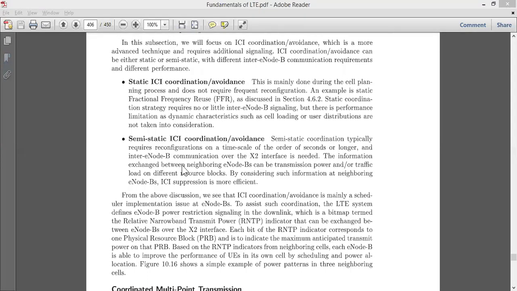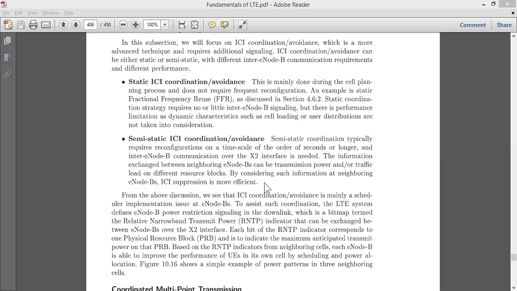or sometimes it can be longer, or it can be inter-eNode communication over the X2 interface. The information exchanged between these two nodes, these two cells, can be in terms of transmission power, or sometimes it can be based on traffic load on different resource blocks. So by considering such information, like the traffic load or the transmission power at the neighboring eNodeB, ICI separation is more efficient.